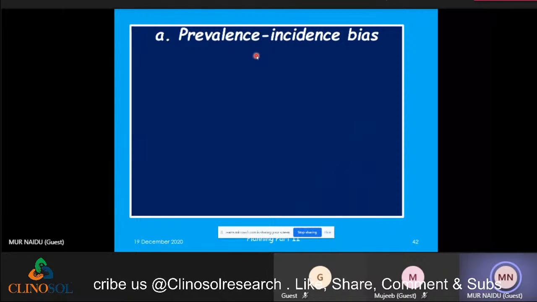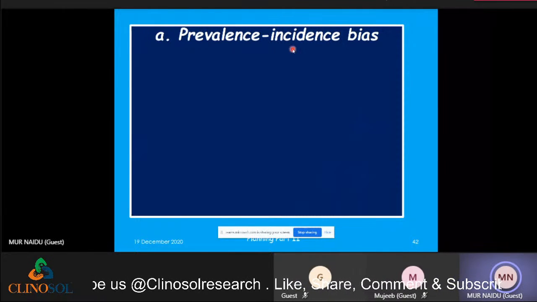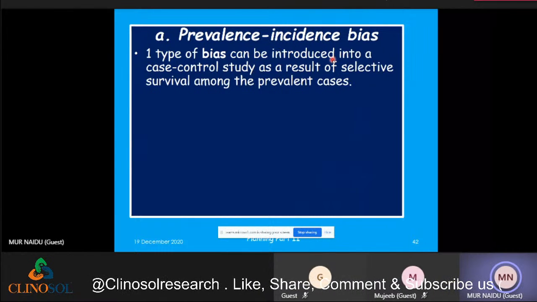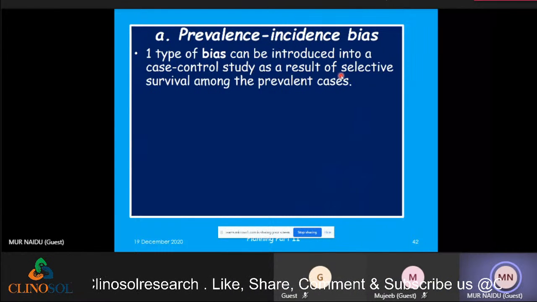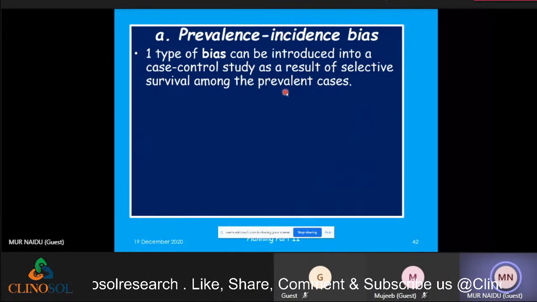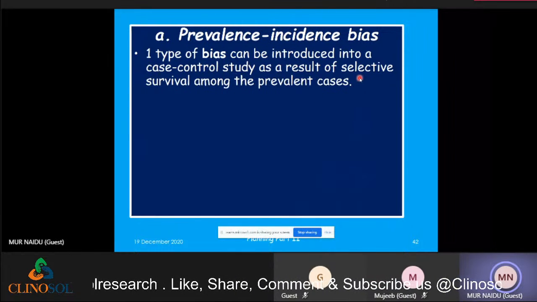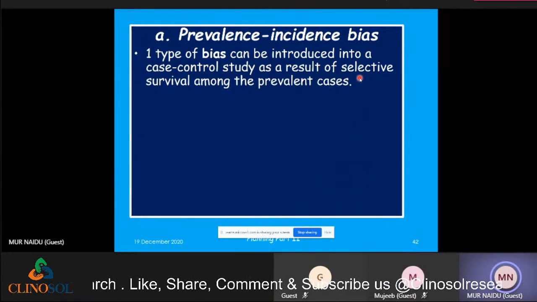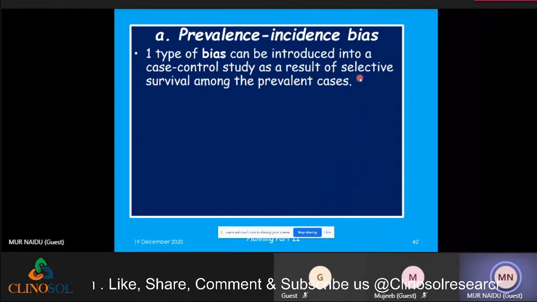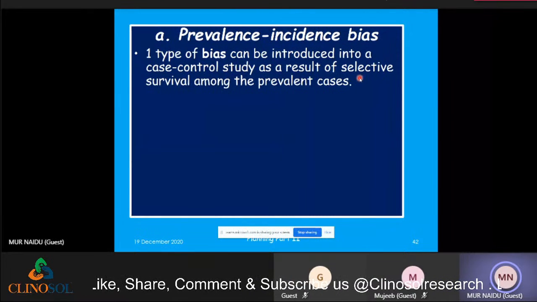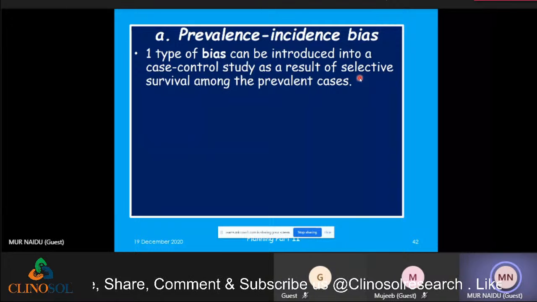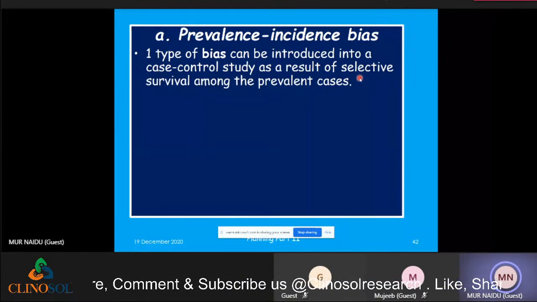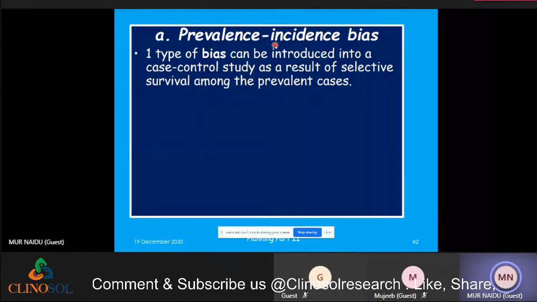Prevalence or incidence. You are using a prevalence or incidence. How will bias come? Type 1 bias will come, introduced into the case control study as a result of selection of survival amongst the people. Now, actually, you want to see that in a particular population, because of a particular disease, how many people are surviving, how many people are actually dying. In 10,000 people, how many people are suffering with a particular disease. This is actually prevalence or incidence.